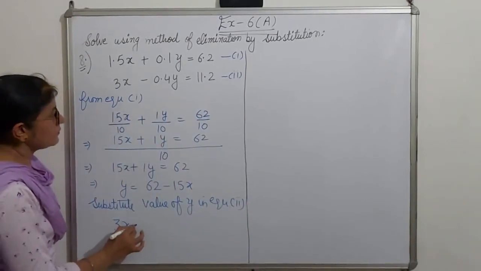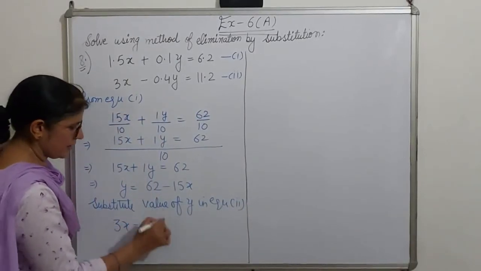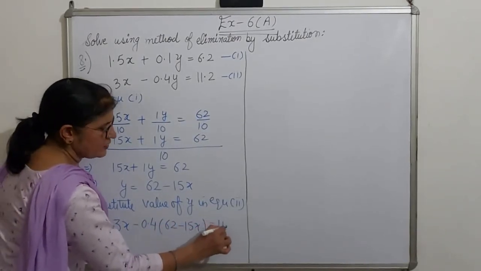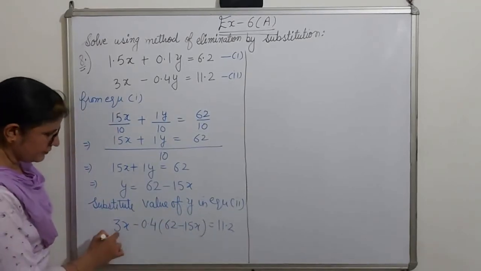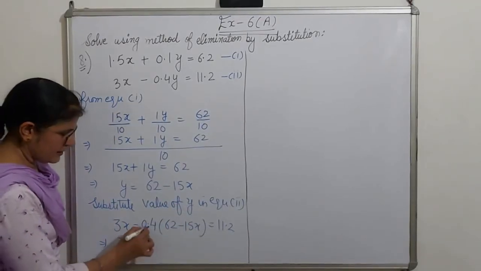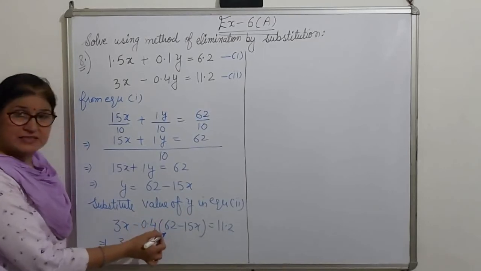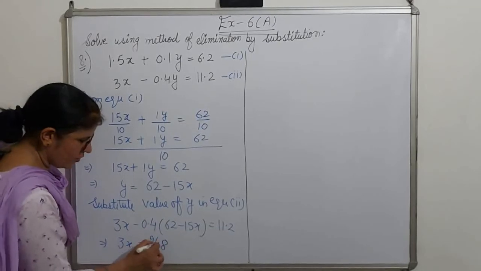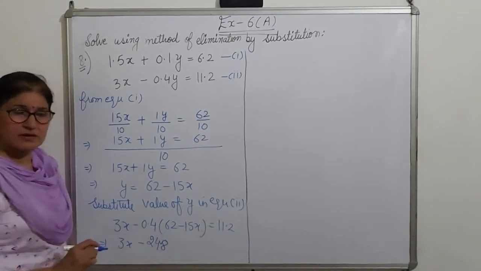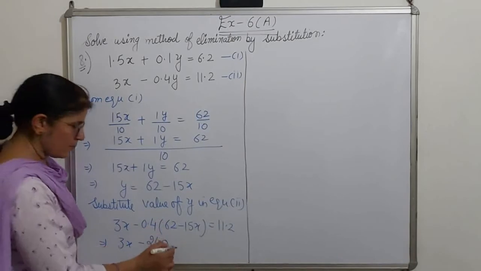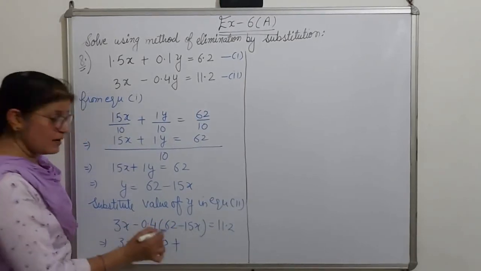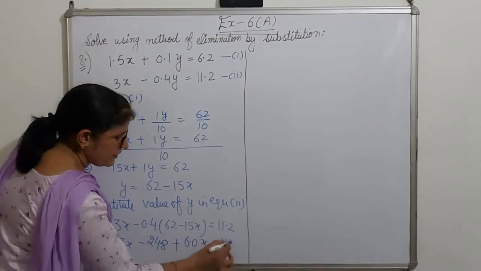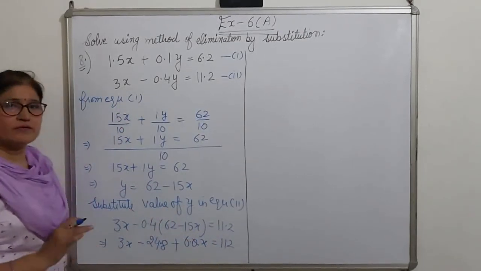3x minus 0.4 into y, 62 minus 15x, equals 11.2. 3x minus, when you multiply 4 with 62, what will you get? 4 2s are 8, 4 6s are 24, 1 decimal place. So here the decimal will come. Now this minus and minus is plus, 15 4s are 60, 1 decimal place. So after the decimal, 0 we cancel.